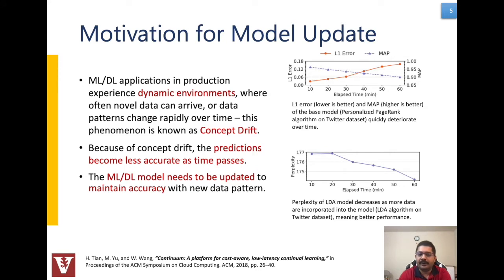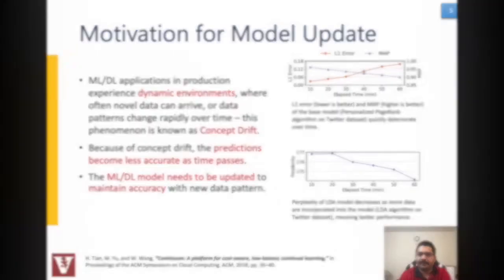And now, when these models are deployed in the production environment, because of the new data or new data patterns, the model degrades over time, which is known as concept drift. And then we have to update the models to gain the accuracy again. And that motivates the scenario to do the model update.